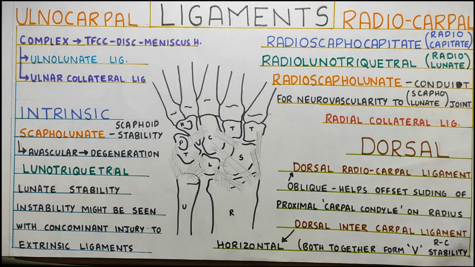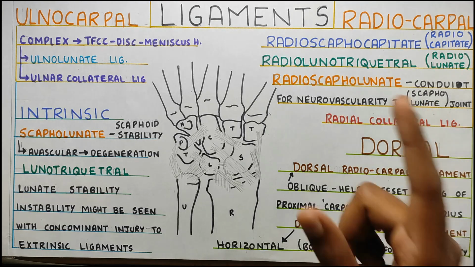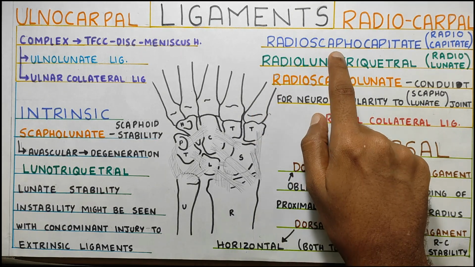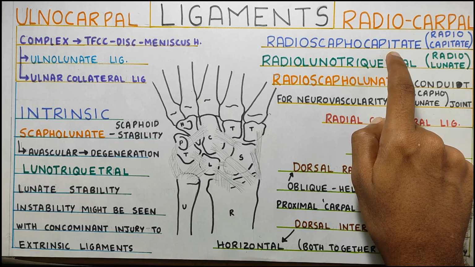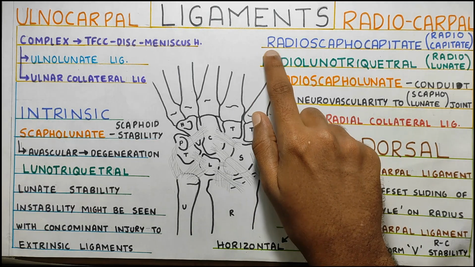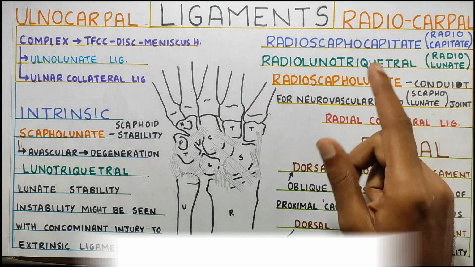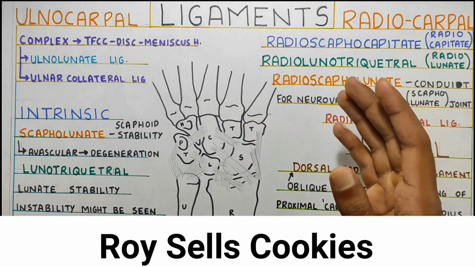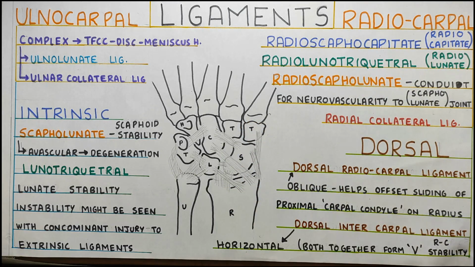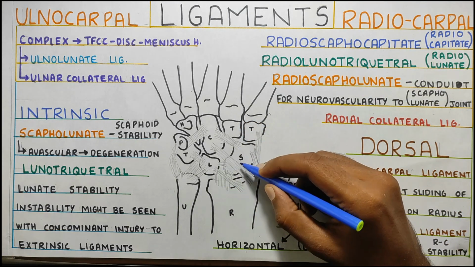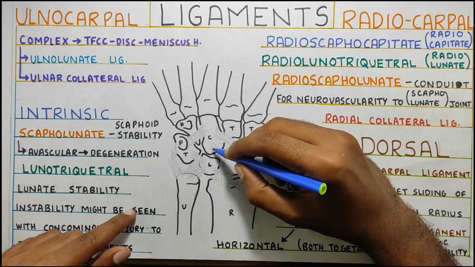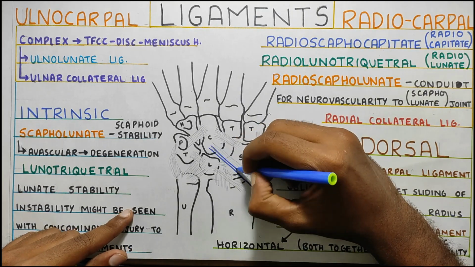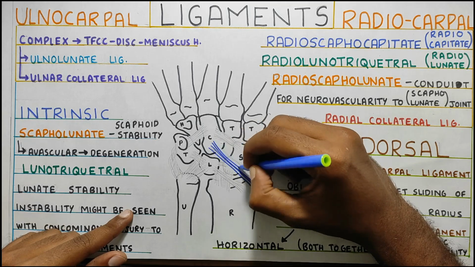So now let's understand one ligament at a time, right? So first is the radioscaphocapitate ligament, right? That is RSC. Radioscaphocapitate, RSC, that is Roy Sells Cookies. And let me mark this ligament. So the radius is over here, scaphoid is over here, capitate is over here. So this is your radioscaphocapitate ligament.